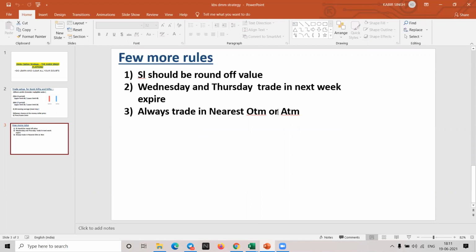Nearest ATM or OTM is the nearest. Sometimes you can get confused, like if Nifty is 15,750, the nearest OTM is also fine, 15,700. The nearest one is fine, or the ATM is what you should pick up.